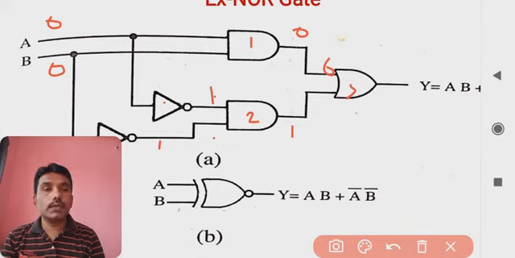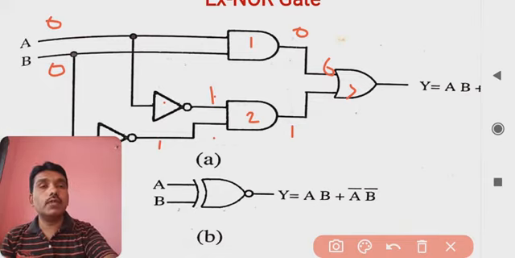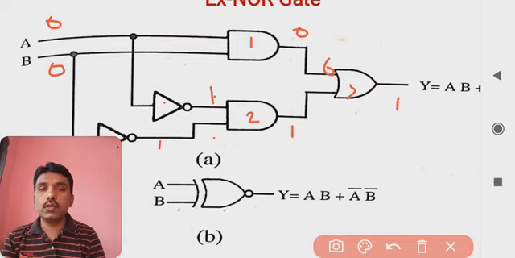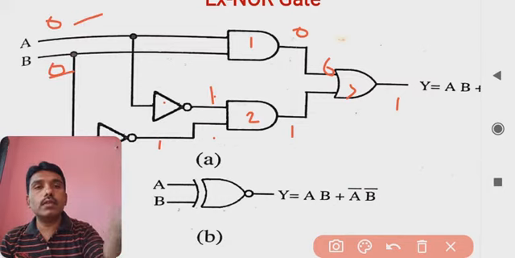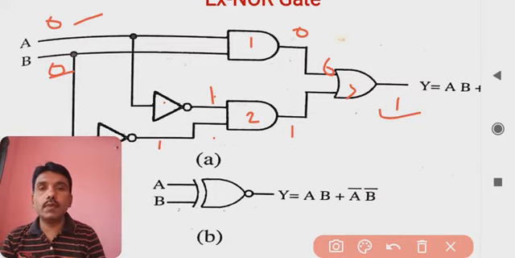So for the OR gate, if any input is high, the output is going to be high. That means 0 1 definitely gives a high output. That means for the 0 0 condition, the output is going to be 1.